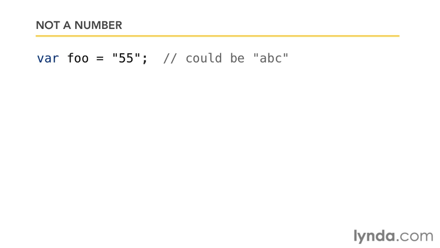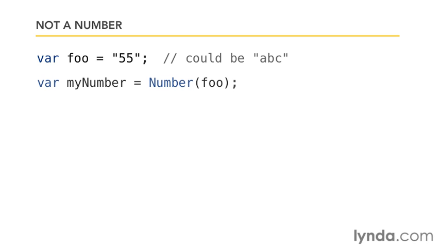Let's say, for example, we've got a variable equal to the string 55. So it could be numeric, but it could be ABC. It could be an exclamation mark. Perhaps we're asking somebody to type in a value into a prompt box. We hope it's a number, but it might not be.